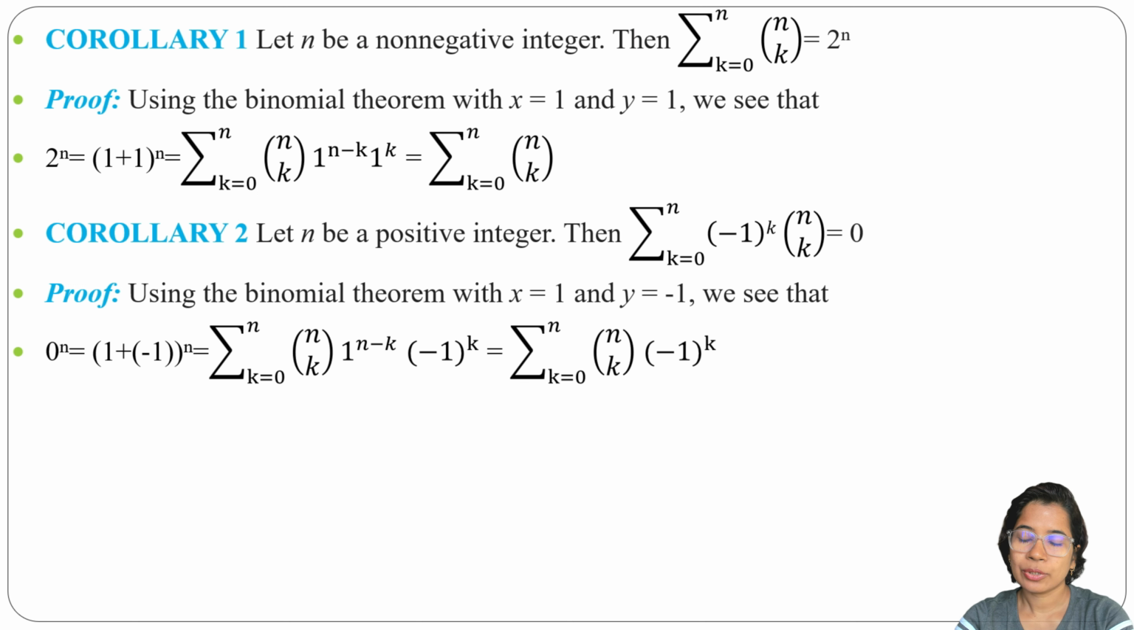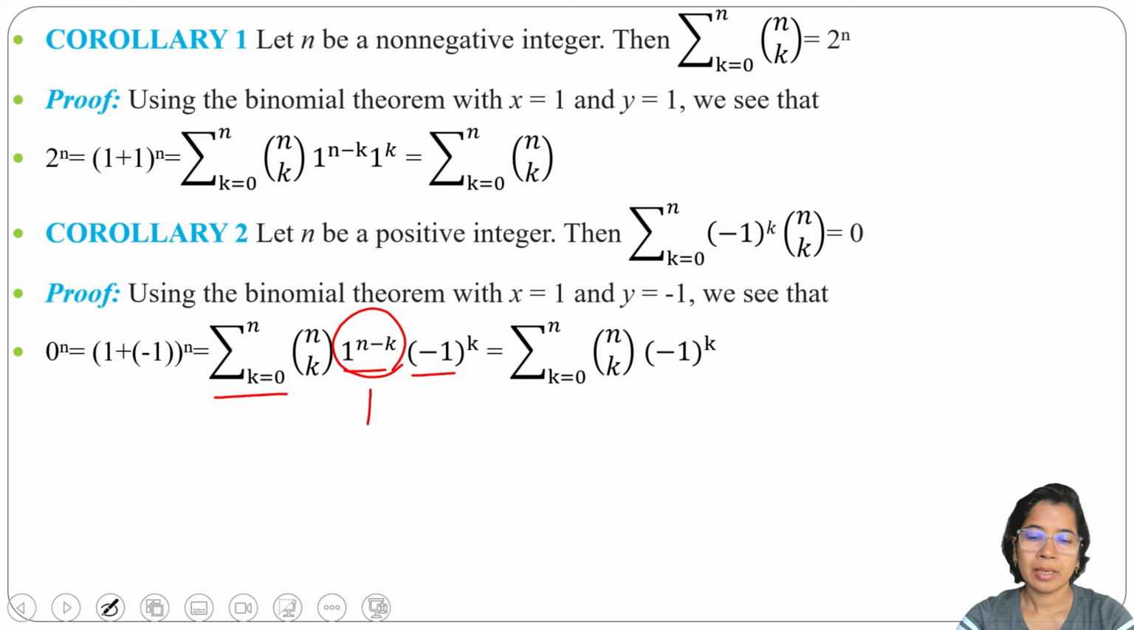So that equals the summation of k equals 0 to n of C(n, k) 1^(n−k) (−1)^k. This 1^(n−k) is 1. So it will be the summation of k equals 0 to n of C(n, k) (−1)^k.